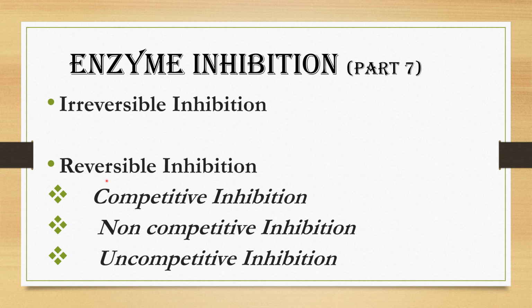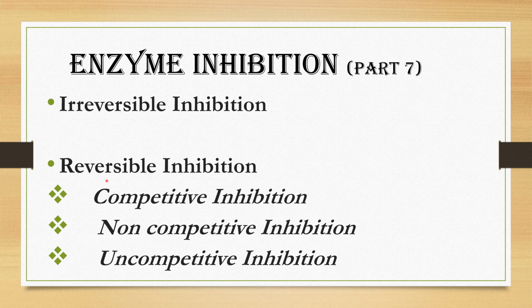As the name suggests, irreversible inhibitions are the inhibitions which cannot be reversed back. Now, what do irreversible inhibitors do? Irreversible inhibitors usually bind covalently to the enzyme and destroy the functional group in the active site. Once the functional group in the active site is destroyed, the enzyme becomes inactive, and once the enzyme has become inactive, it cannot do its catalytic activity.